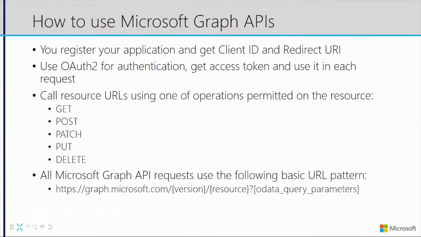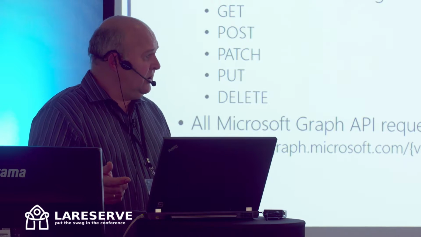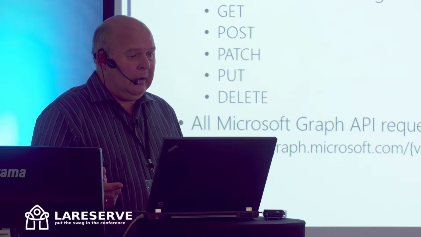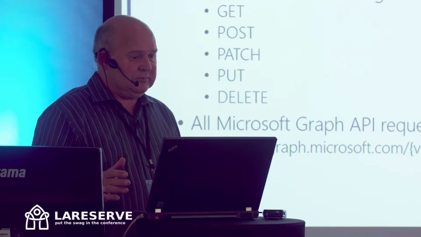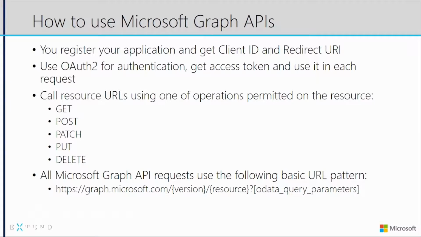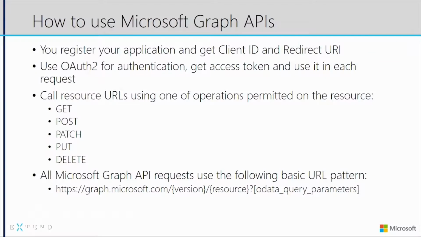So how to use it? You start with registering your application to get a client ID and redirect URI. This is all well documented, but I'm just highlighting the steps. Then you use OAuth for authentication. Using this client ID and redirect URI, you get an access token and use it in each request. You just supply it as one of the headers. Then you call resource URIs with one of the typical HTTP operations.